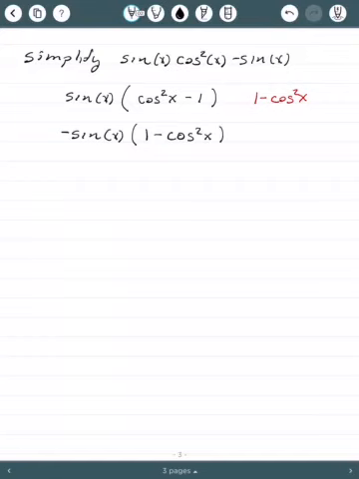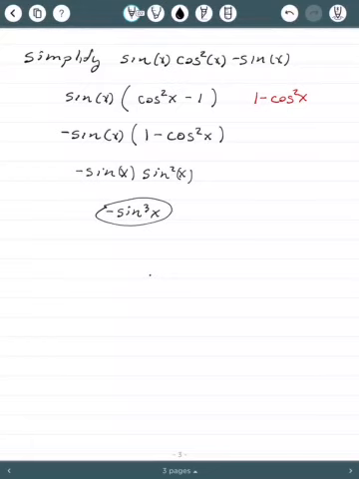Now this is where we can start substituting in. Using our Pythagorean identity, I can say that this is now negative sine of x times sine squared of x. So my final answer is negative sine cubed of x. Now that is not pretty, and I would never want to play with it, but the idea is it's still simpler in this form than it was in the original. So you're using identities to make things theoretically simpler.